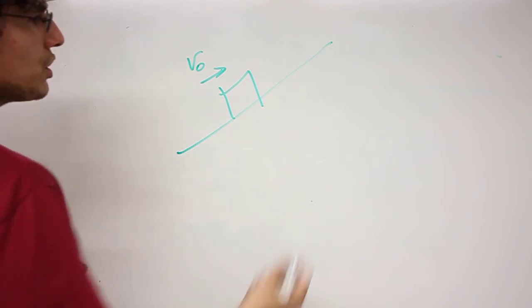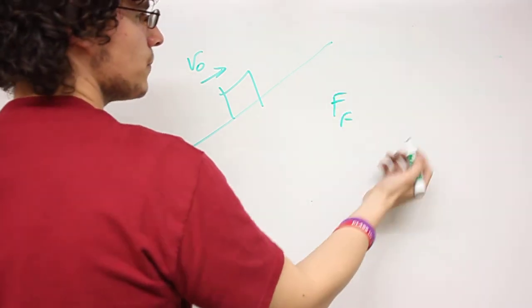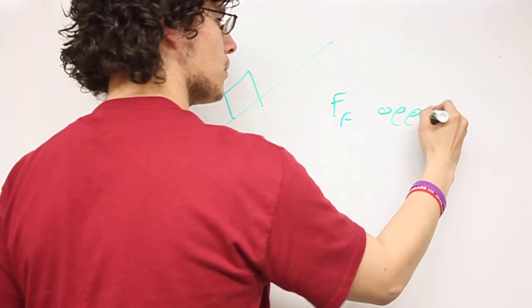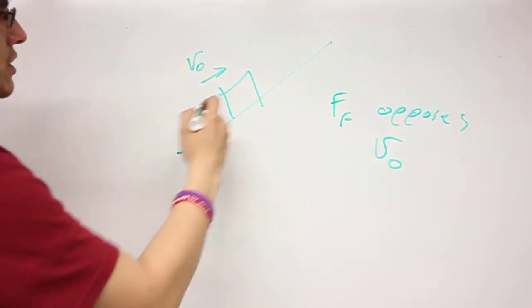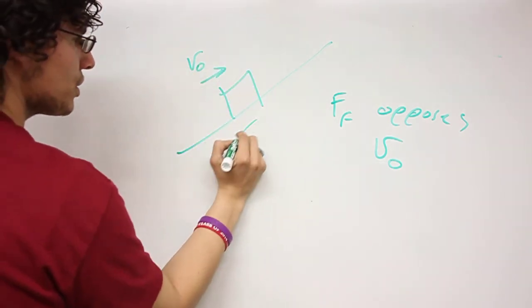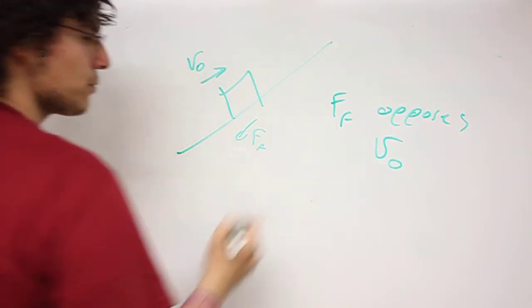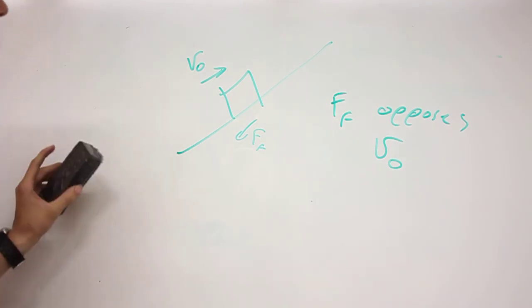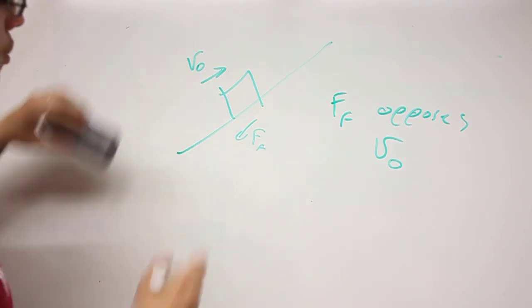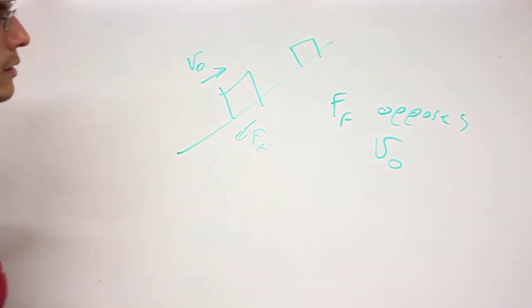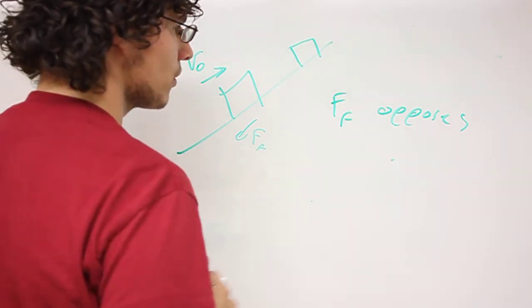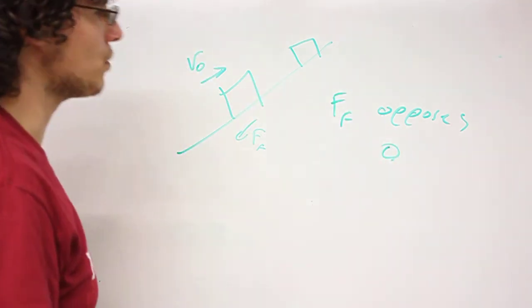So friction always opposes your velocity. In this case, velocity is going that way, so friction is going to go this way, because friction doesn't like you. Say, for example, this box is going to go up, up, up, and then it's going to stop here. But now you say, wait a minute, what if my V0 is zero? How can this oppose zero?